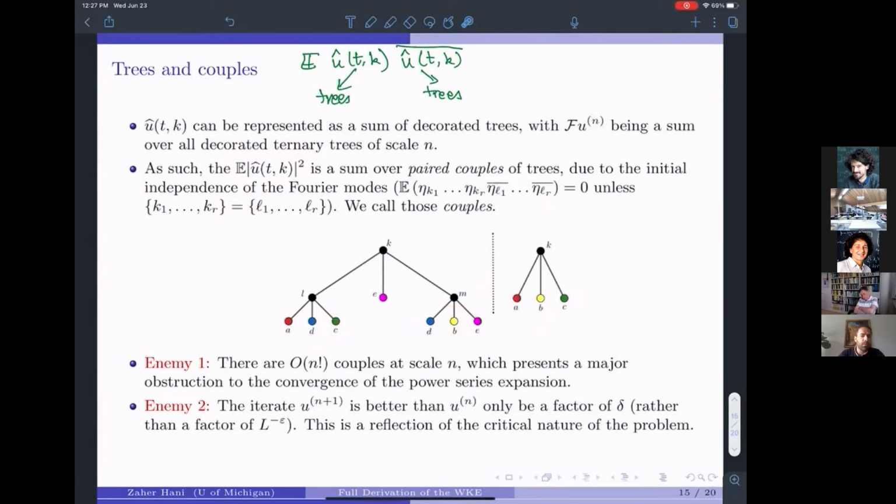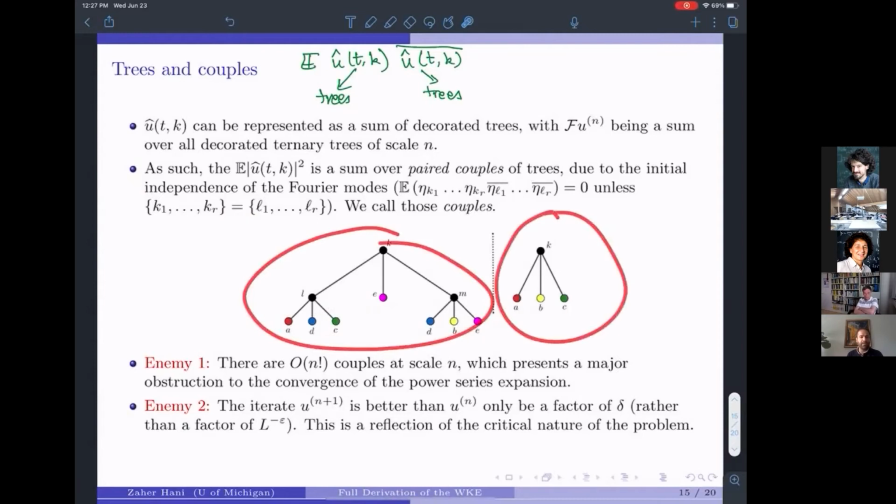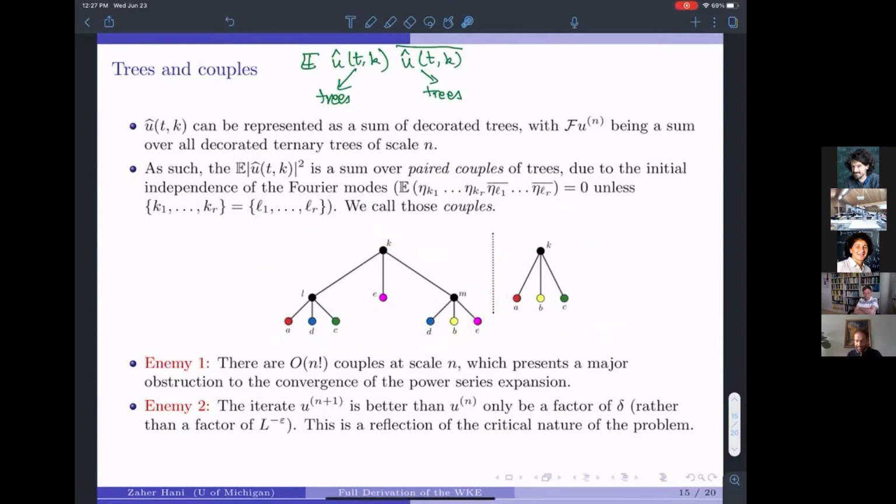All right. So in order to understand this problem, you have two main enemies. The first enemy, which is the really serious one, is that there are order of n factorial such couples, because there are n factorial ways that you can pair the leaves. Okay. So if the scale of this tree plus the scale of this tree is equal to n, this is what we call the scale of the couple, then you have order of n factorial such pairings, okay? And this represents a major obstruction, as we will see, to the convergence of the power series expansion.